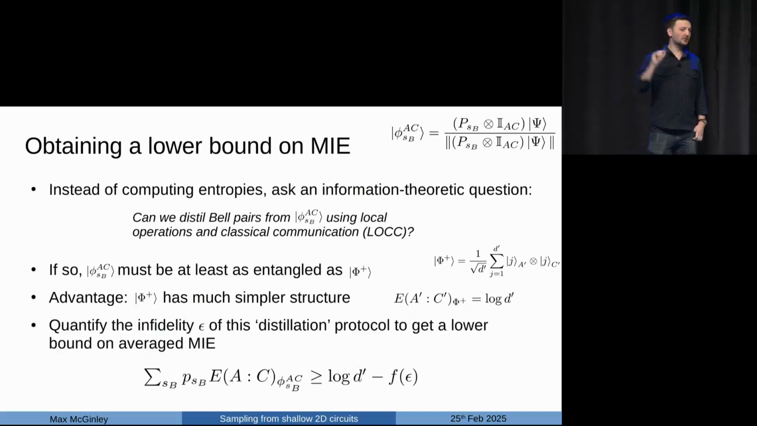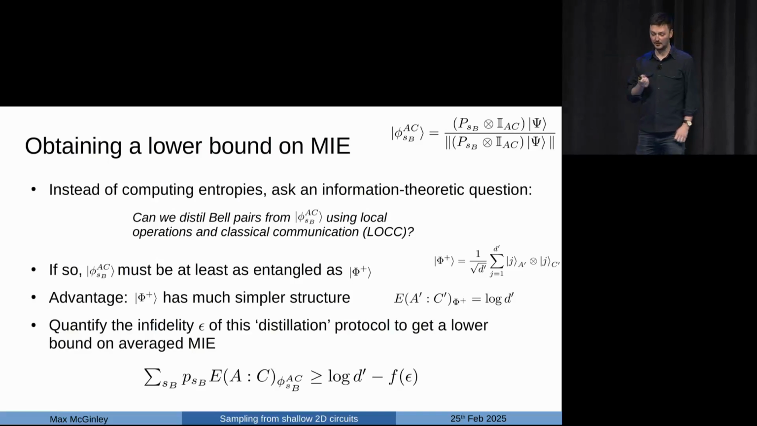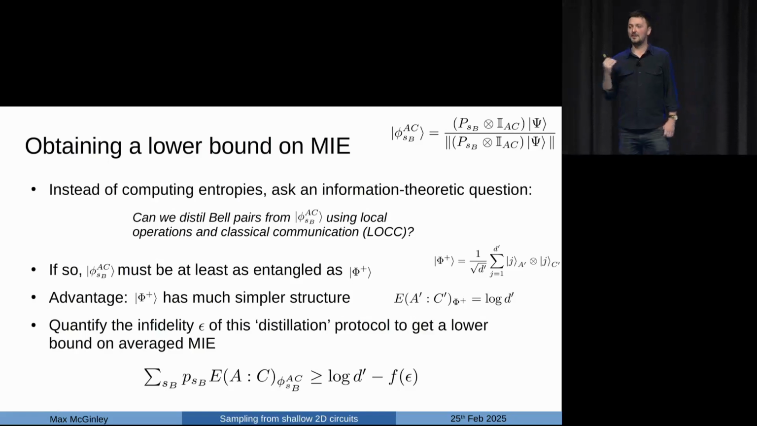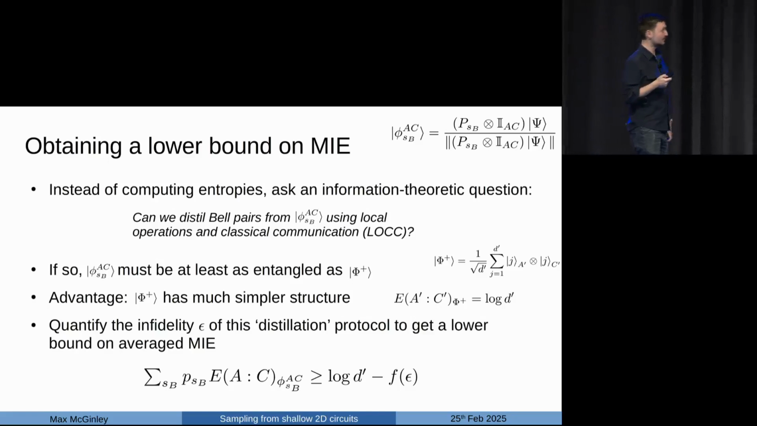In practice, what we'll be able to show is that we can't get exactly to a Bell pair, but we can get epsilon close to a Bell pair. And in that case, we'll have some small correction, this f of epsilon here. But this gives us a lower bound on the measurement-induced entanglement in this system.